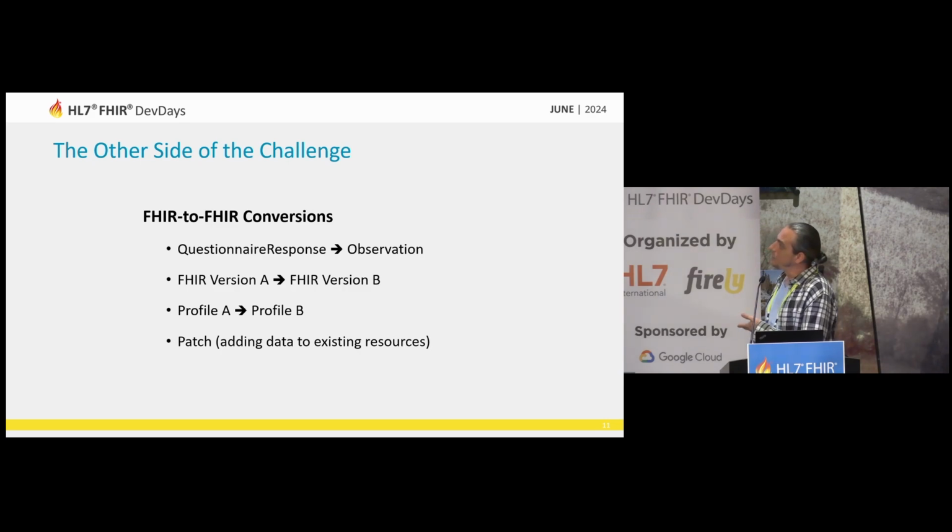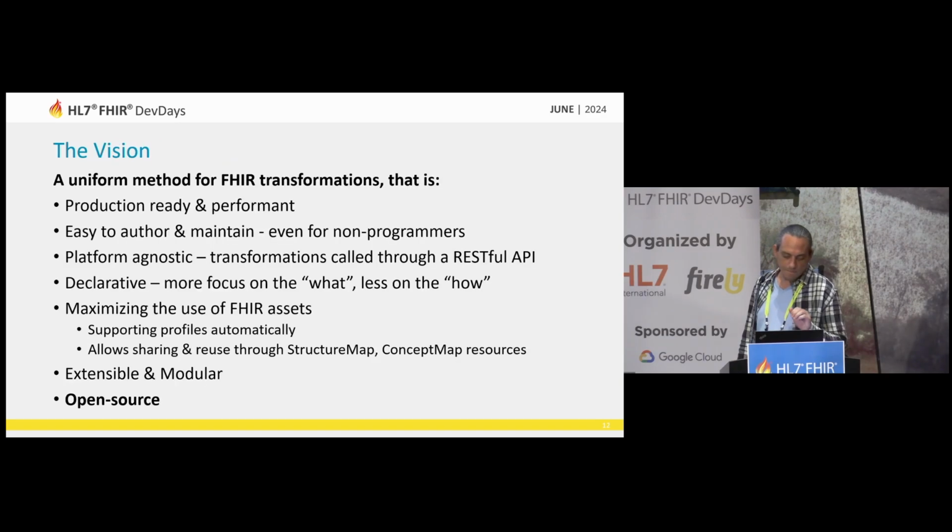FHIR to FHIR conversions are also something we see the need for. For example, transforming a questionnaire response into observations, moving from FHIR version A to FHIR version B, or from different profiles, and patch, which might become very complex when you want to add data to existing resources. And as far as I know, the existing mechanisms are not perfect for that.